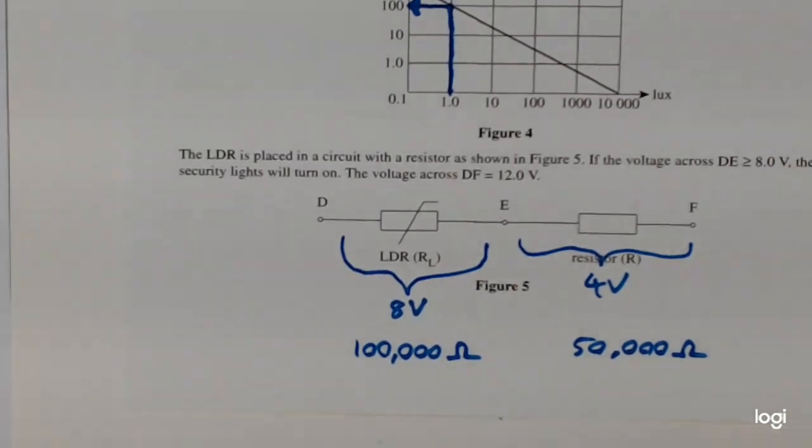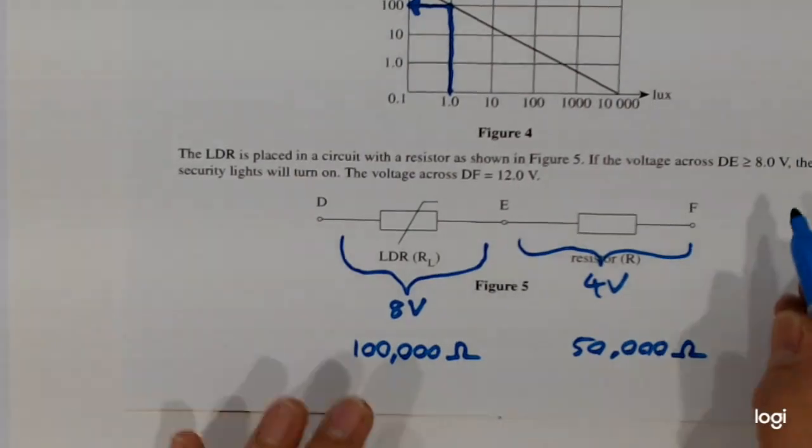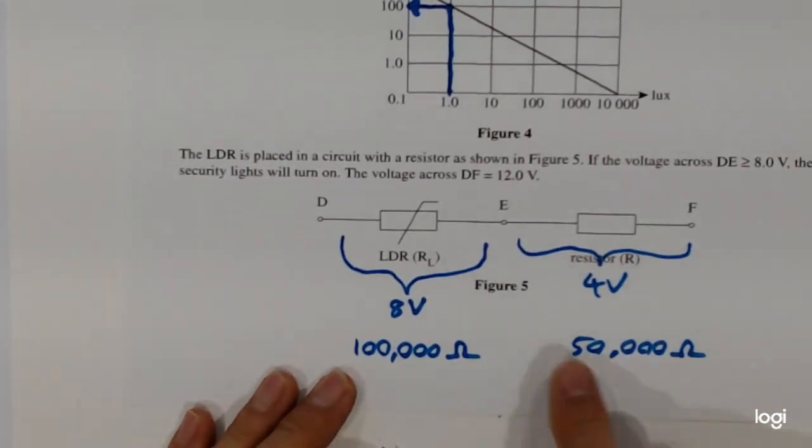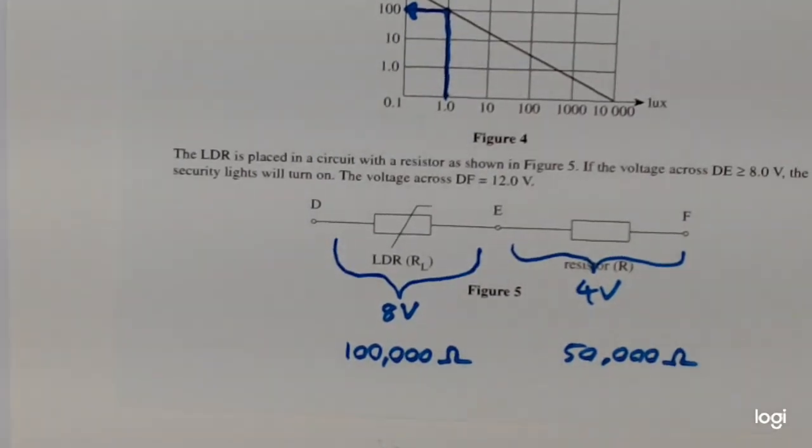Either way is fine as far as explanation is concerned. I would prefer to actually write it out, but if you're more mathematical, that's fine. You can just do a ratio thing. You can say 8 to 4 equals 100,000 to x and find x, and it'll be 50,000. All right, so that's the answer to that question.